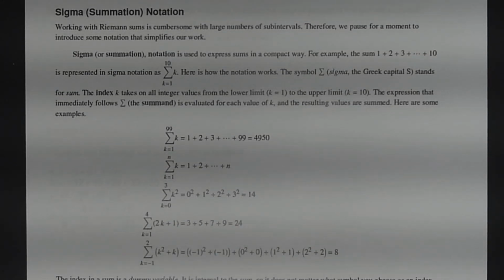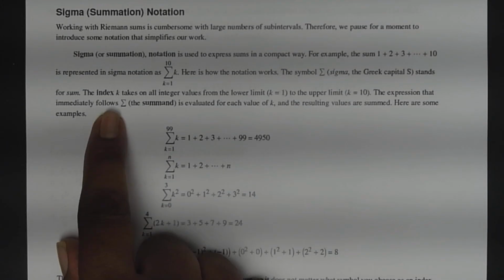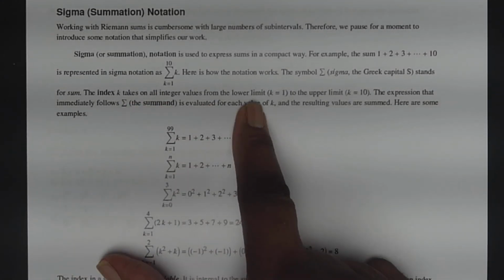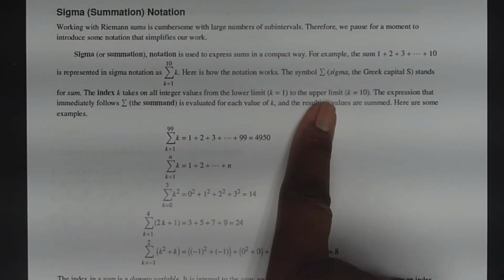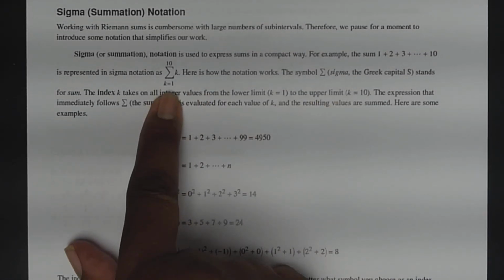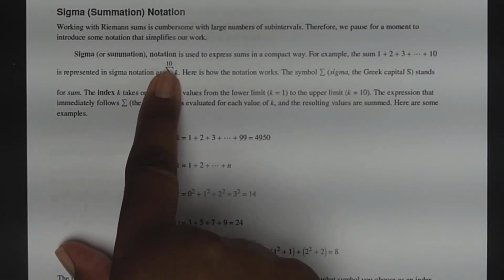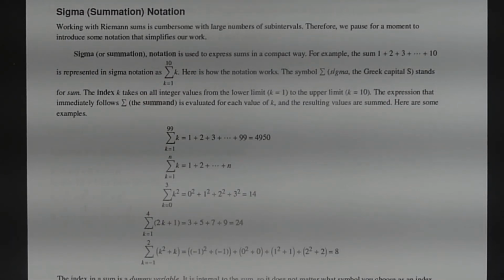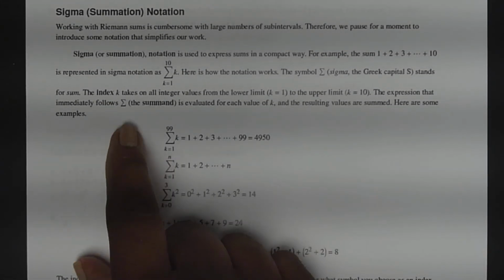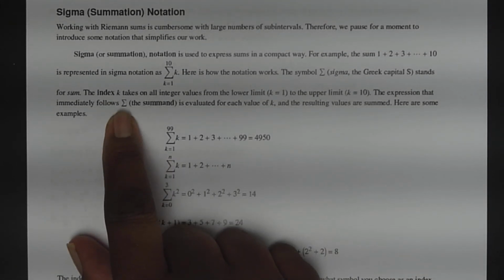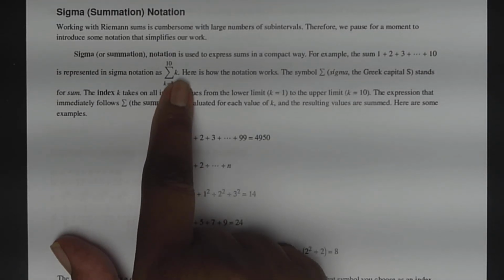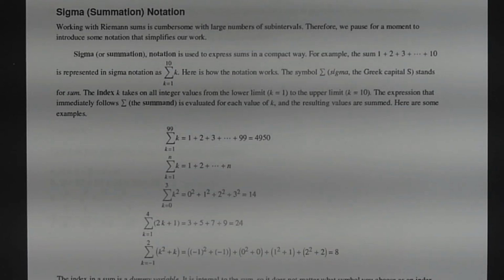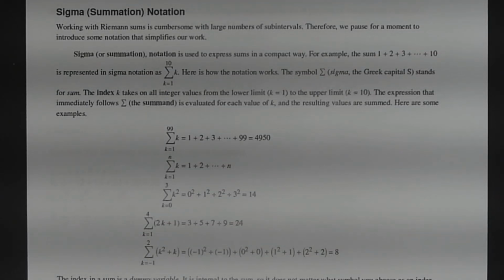Now let me explain what this means. Your index is going to be k. That takes on all integer values from the lower limit, which is k equals 1, to the upper limit, which is 10. So this is your lower limit down at the bottom. Your upper limit is on the top. The expression that immediately follows that sigma notation is called the summand. So that k right there is your summand. That's going to be evaluated for each value of k, and the resulting values are summed.